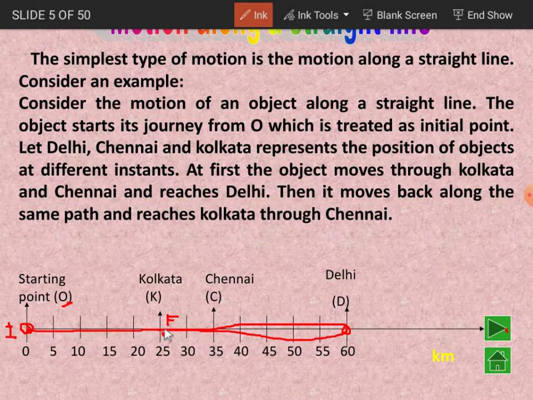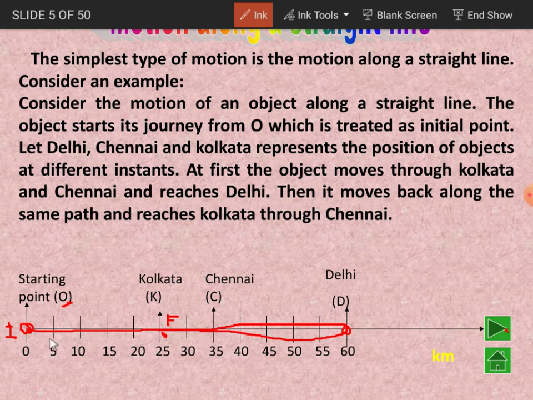Now in the next part we will learn about distance covered and displacement and their differences. Distance covered is sometimes also known as path length. What is this path length or distance covered? The path length or distance covered by the object is the total distance moved by the object from the initial position to the final position, that means in between the initial and the final position.